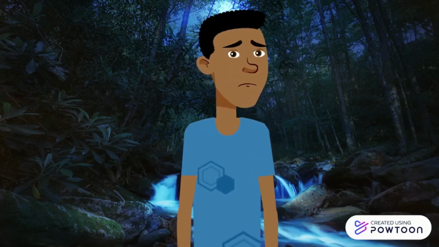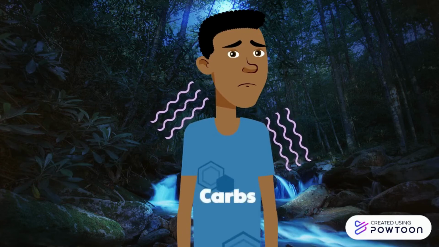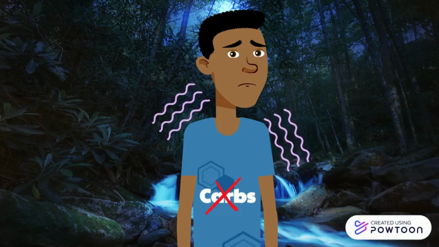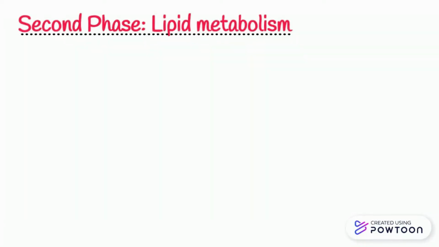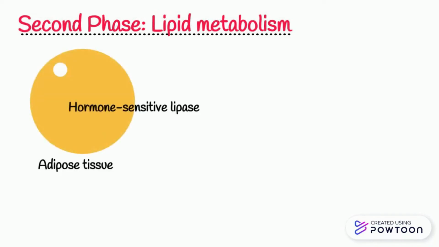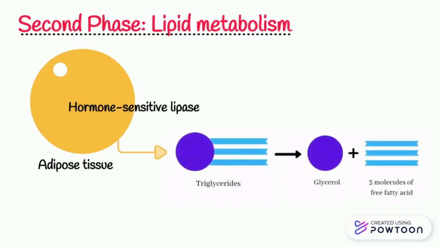It is getting cold and his carbohydrate metabolism is depleting. To stay energized and warm under the starvation condition, his body goes into the second phase, lipid metabolism. In the adipose tissue, the enzyme hormone-sensitive lipase will break down the stored triglycerides into fatty acids and glycerol into the bloodstream. This catabolic reaction is called lipolysis.